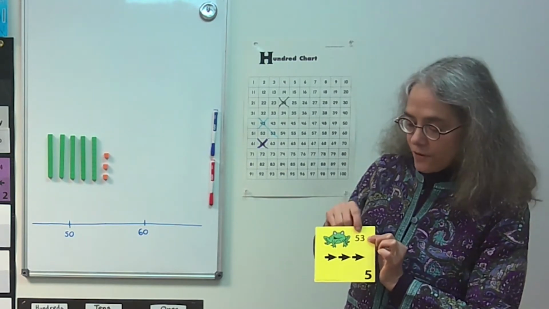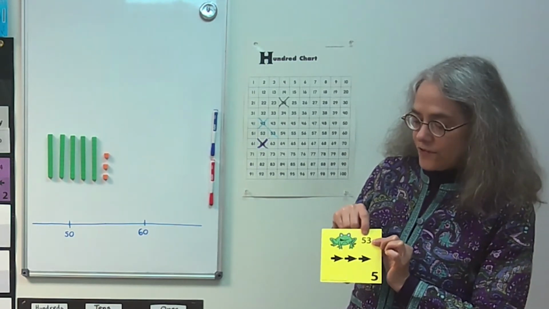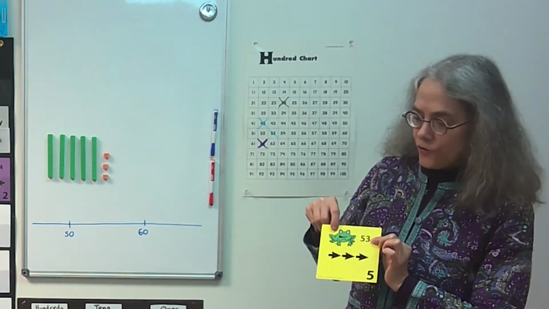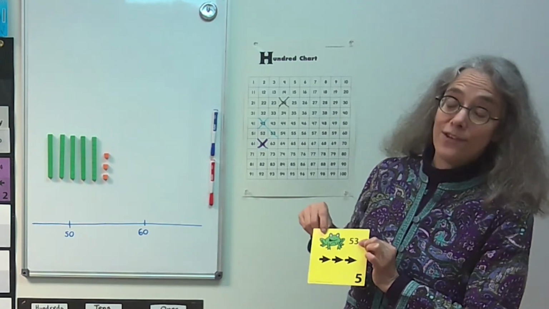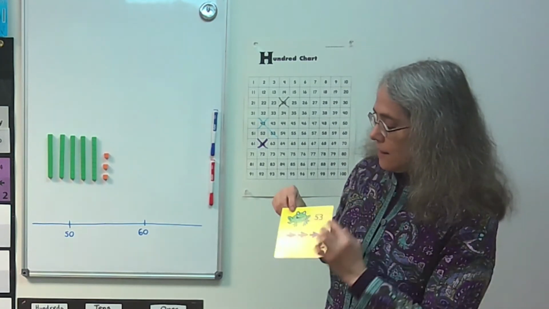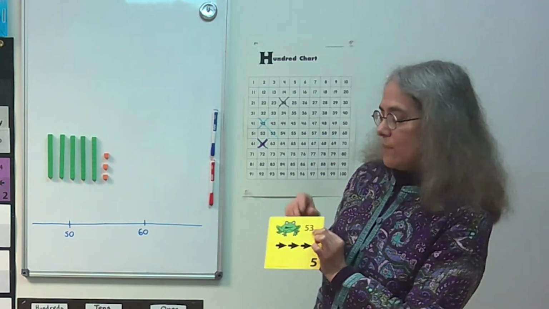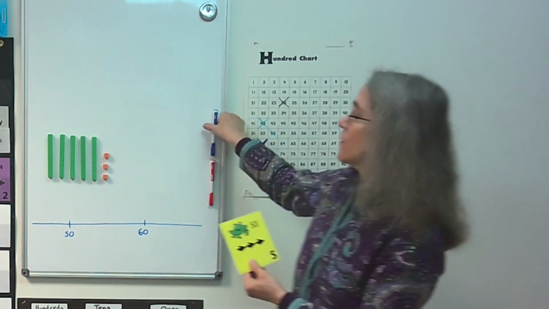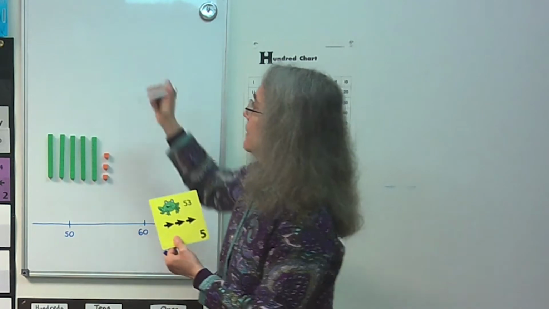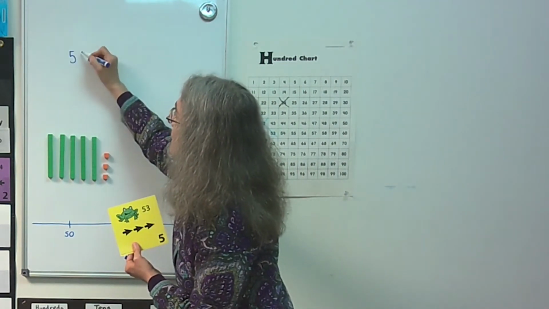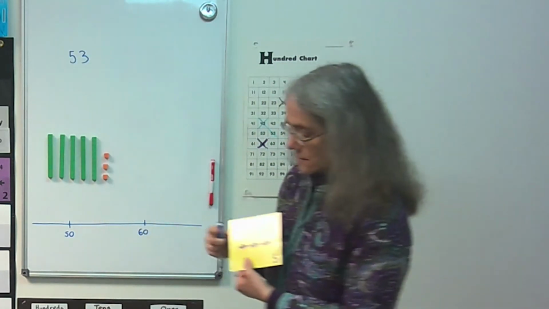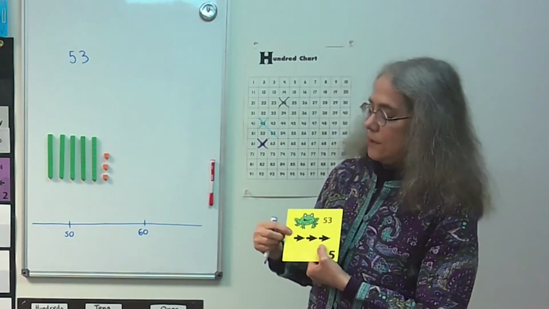On May 4th, we got to the number 53. "Yes, that's the number I hopped to," says Tad. So that's the number we begin with today. That's the start of our equation. 53. What is the action we're going to do?